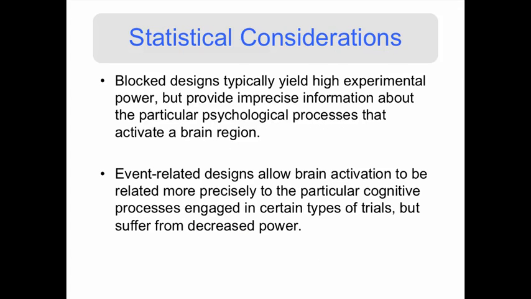Now, of course, there are lots of different statistical considerations, and we're going to be exploring this throughout the class. But in general, a take-home point is that block designs typically yield high experimental power, but they provide rather imprecise information about the particular psychological process that activates the brain region. On the other hand, event-related designs allow your brain activation to be related more precisely to the particular cognitive process engaged in a certain type of trial. But again, as we said before, they suffer from decreased power.